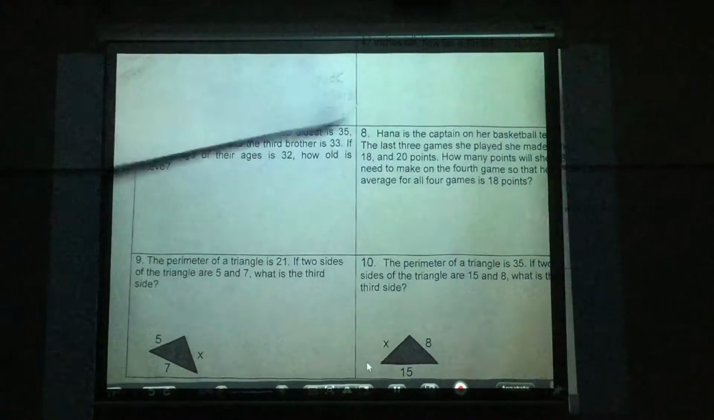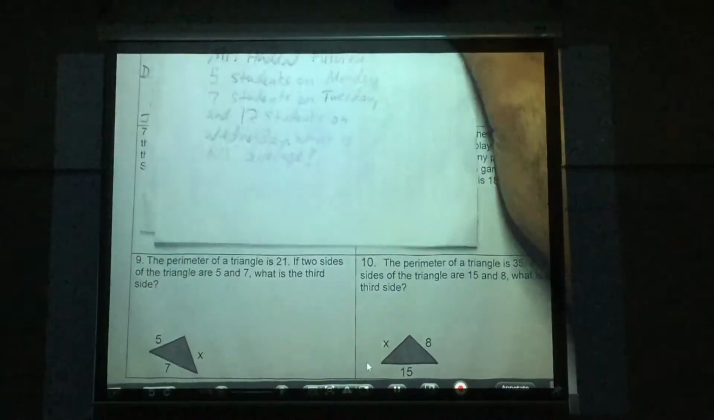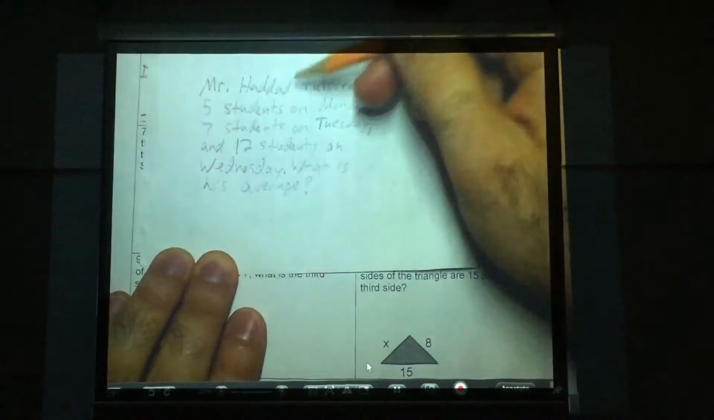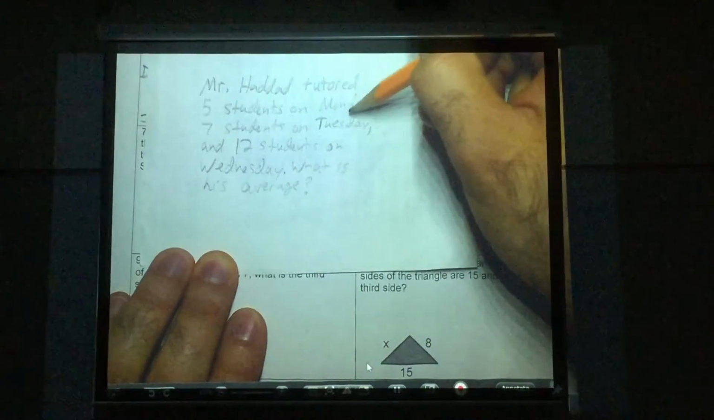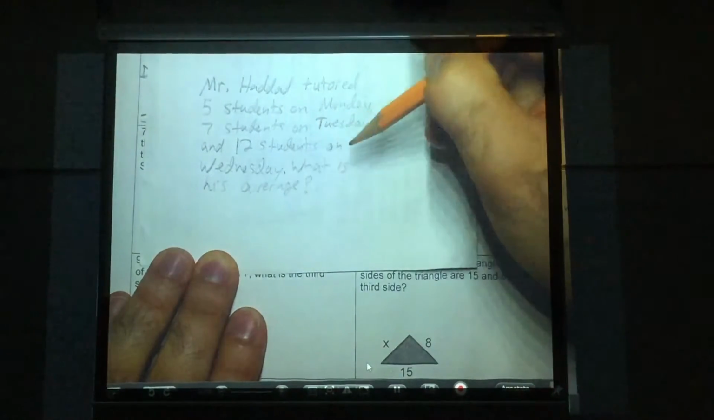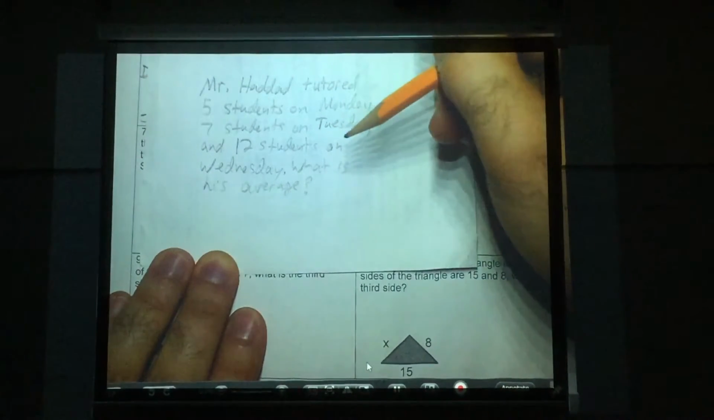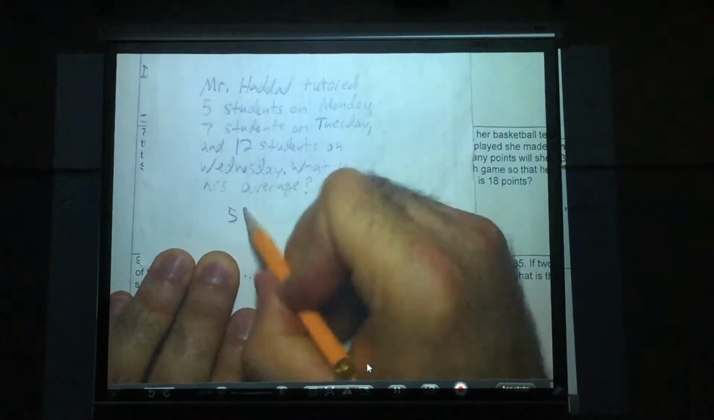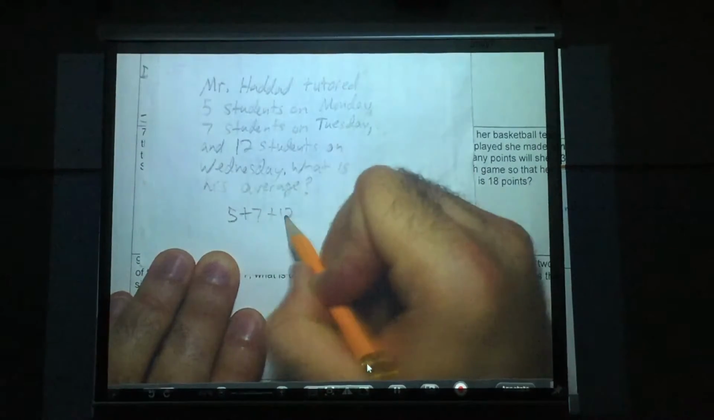Okay? So here it is. Now you don't have to write this down, you just have to pay attention. It says that Mr. Haddad tutored 5 students on Monday, 7 students on Tuesday, and 12 students on Wednesday. What is his average? Now, to find the average, you have to look at all the data points. We got 1, 2, 3 data points. We're going to add them together. So 5 plus 7 plus 12, all right?